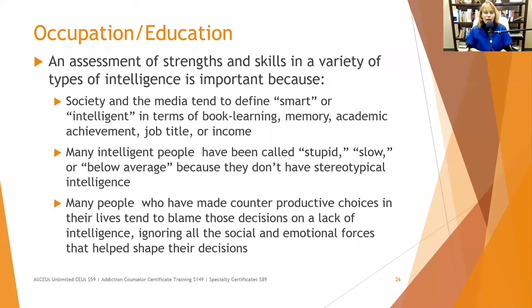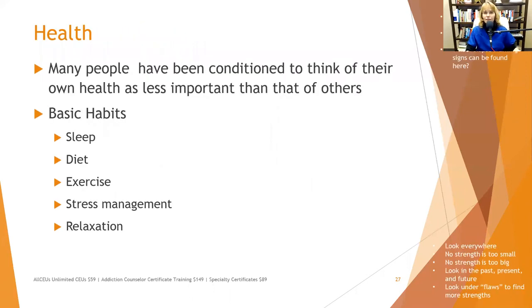pigeonhole people. Many people who've made counterproductive choices in their lives tend to blame those decisions on a lack of intelligence, ignoring all the social and emotional forces that helped shape their decisions. So I reject the notion that people are stupid. I look for, how are they smart? They may be differently smart, but how are they smart? And then when we look at counterproductive choices, I want to say, okay, what else went into it besides, maybe, you not having all the knowledge that you needed in that area? What else contributed to you making that decision?